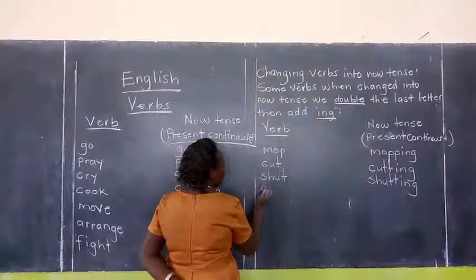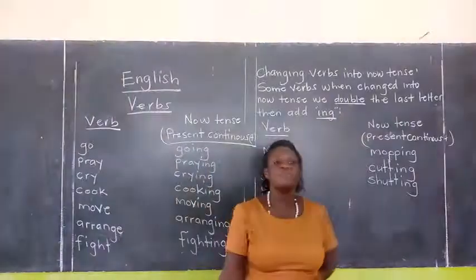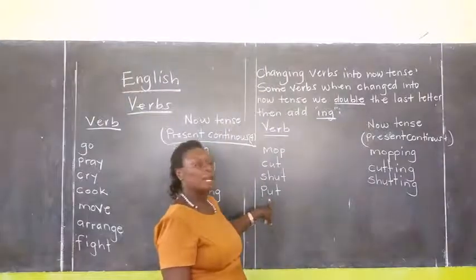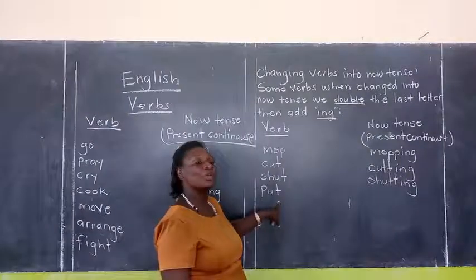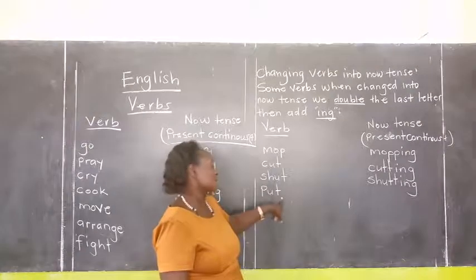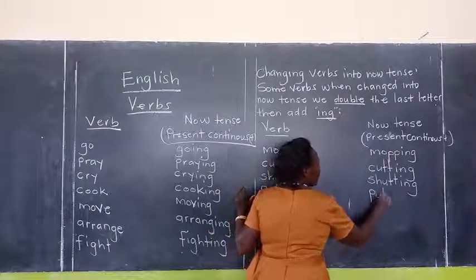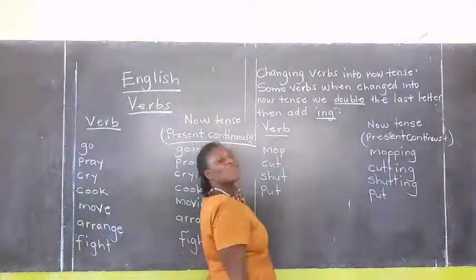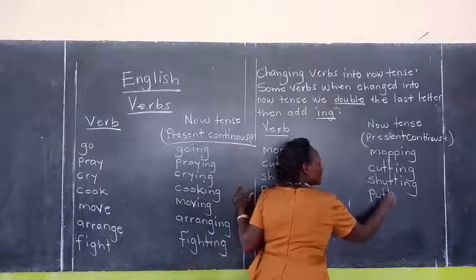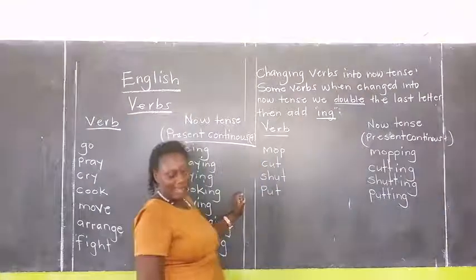Then we have this one here, the verb put. To put. What about when the act is going on at that particular time? We are going to double the last letter. We write our verb put the way it is supposed to be. Then we double the last letter. How are we going to double it? We write another T, then ING. We have already changed it into now tense.